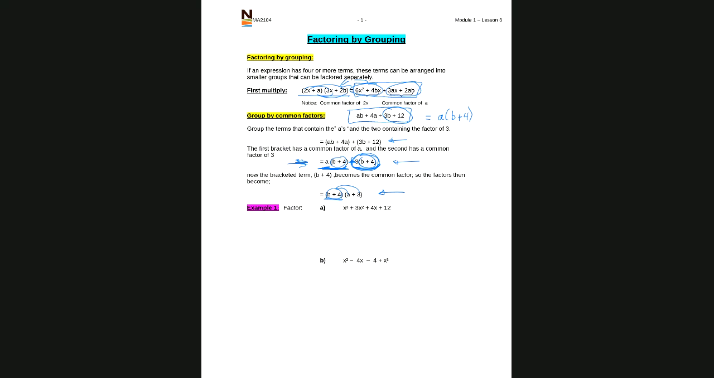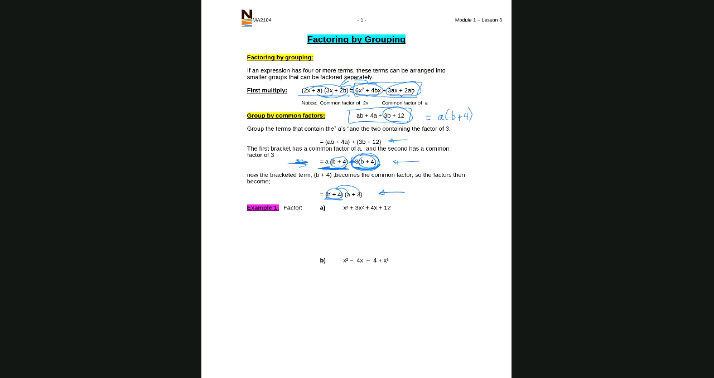Okay, so we're going to do a couple of examples and then we'll go on to isolating an unknown. Now, the trick here is to find something common in the first 2 or the second 2 terms. So the tip is always look for a common factor first. And if there is nothing really common in the first 2 terms, you might have to rearrange the terms.